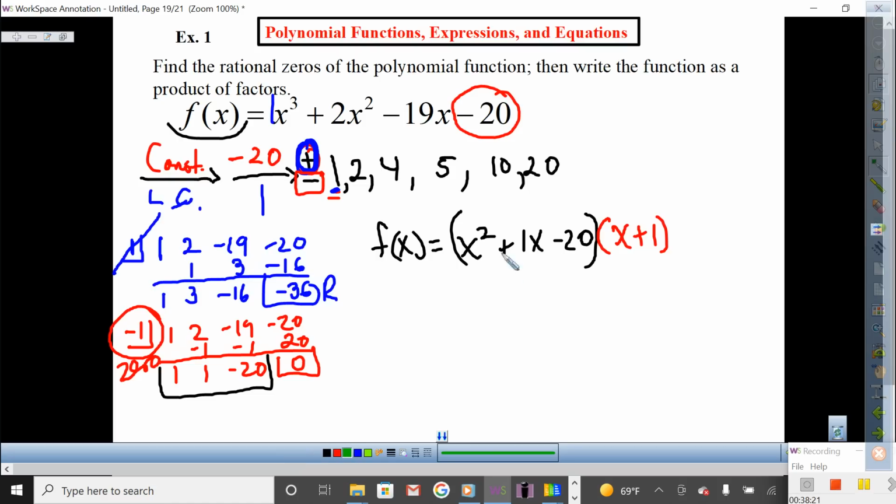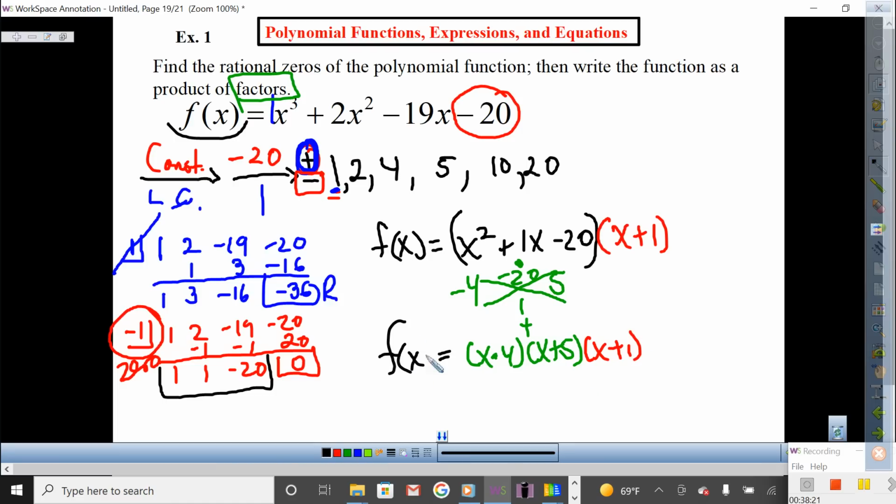What can we do with this? Tell your neighbor, please. What can we do with this? Factor. Because they want us to write it as factors. So, negative 20, 1. Factors of 20 that add up to 1. What is it? Two numbers that multiply to give me negative 20. Negative 4 and 5. So my factors are x minus 4, x plus 5, bring down the other factor, and all that equal to f of x.